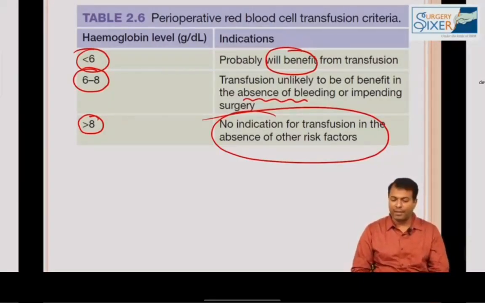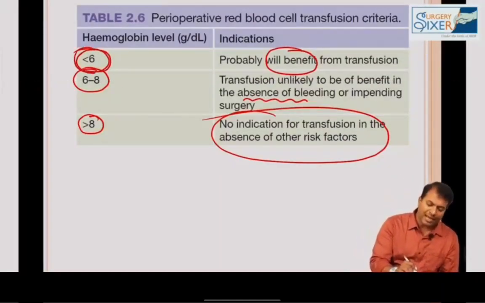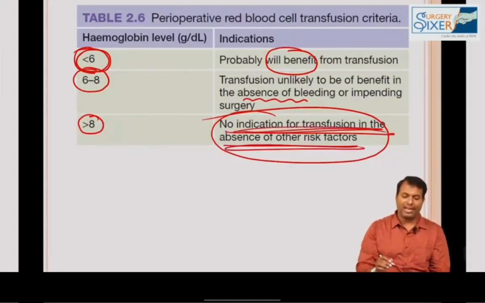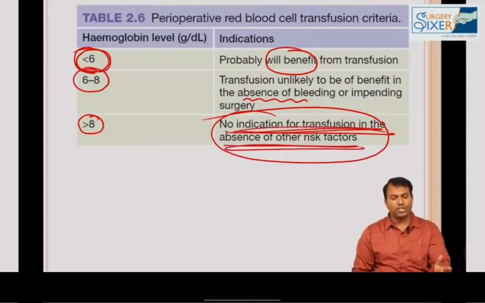This is an interesting point because practically we don't follow this. Anesthetists will ask for 10 grams in our hospitals, but what Bailey says is that this question can be asked in exam. So probably will benefit from blood transfusion is when the hemoglobin value is less than 6 grams per deciliter. When it is more than 8 grams per deciliter, no indication of transfusion in the absence of any other risk factors. Actually the anesthetist should make a cutoff of 8 grams for an elective case. Okay, 8 grams should be made as a cutoff according to this Bailey and Love point.